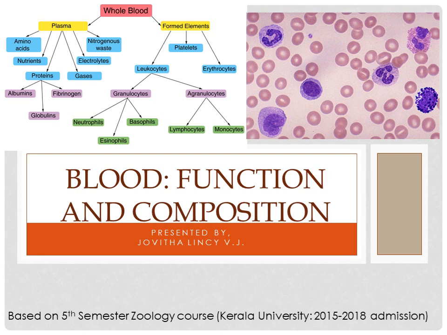two components, the plasma and the formed elements. And the plasma has a combination of different things like amino acids, nutrients, proteins, gases, electrolytes, even the nitrogenous waste it carries. And within the protein, again, they are further classified as albumins, globulins, fibrinogens, and also lipoproteins. And within the formed elements, there are the platelets, the leukocytes or WBC, and erythrocytes or RBC.